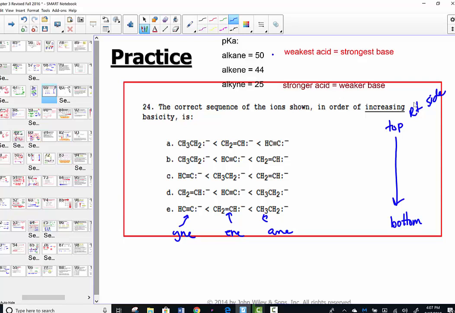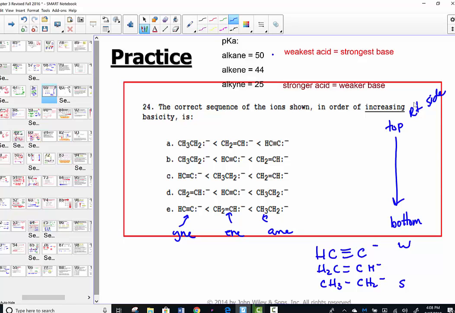We want increasing basicity. So on the right side, the first one I see listed is HC triple bond C negative. It's about three-quarters of the way down, and you'll see that one written first. Then second from the bottom, I see H2C double bond CH negative. And the very last one is CH3 single bond CH2 negative. The strongest is at the bottom on the base side.